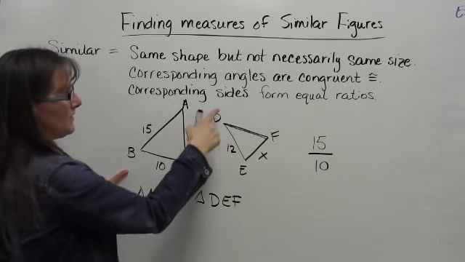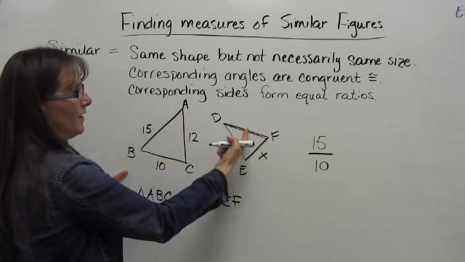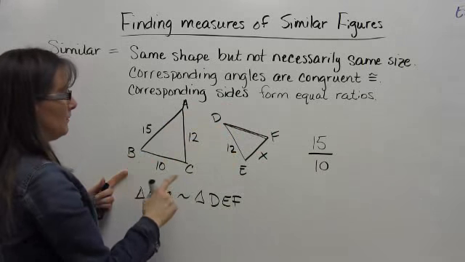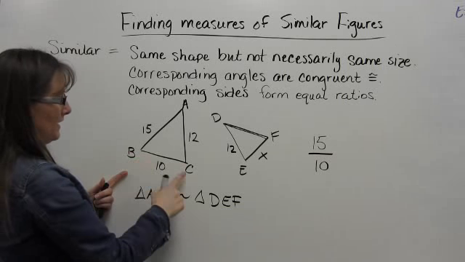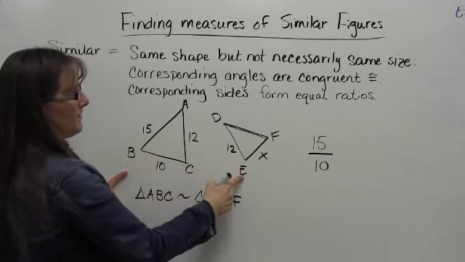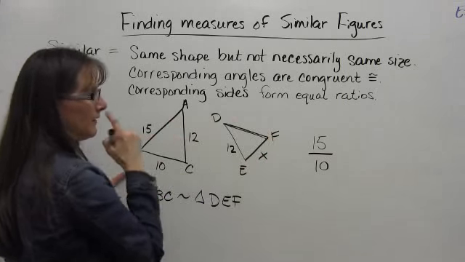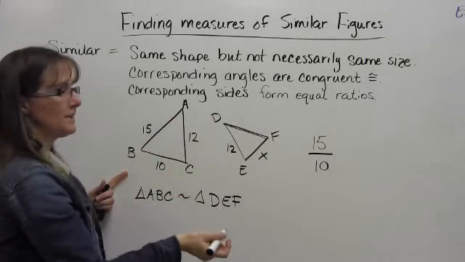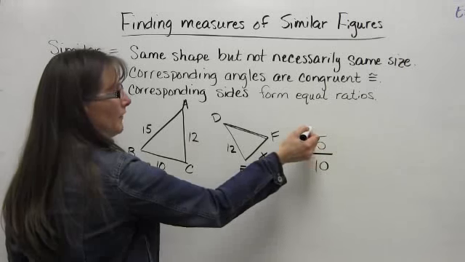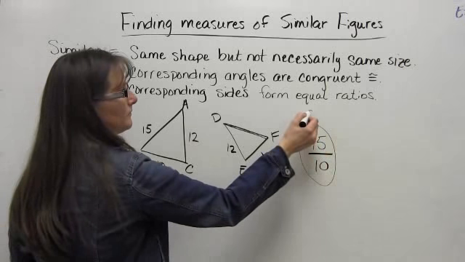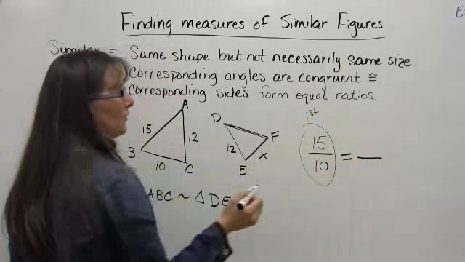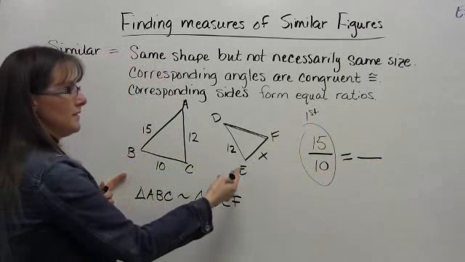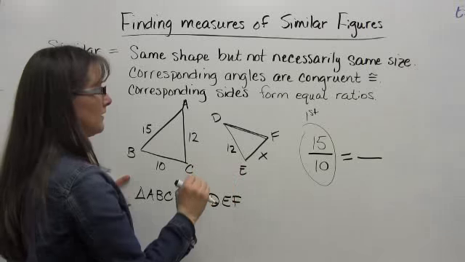Notice that AC would be the same as DF. I'm not looking for that measurement. I'm looking for the corresponding side, the matching side to BC, and that is EF. Remember, we have to have like things together. So this is my first triangle, so my second ratio is going to be from my second triangle.